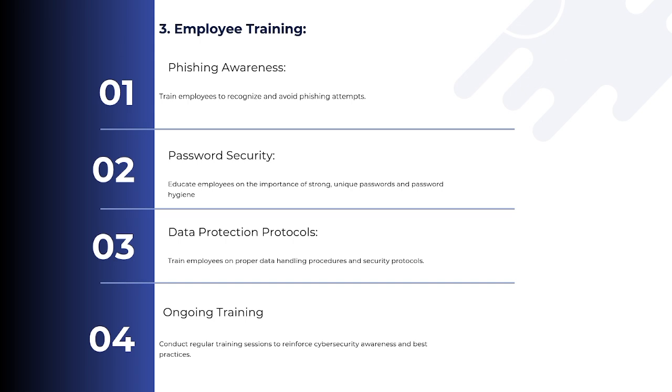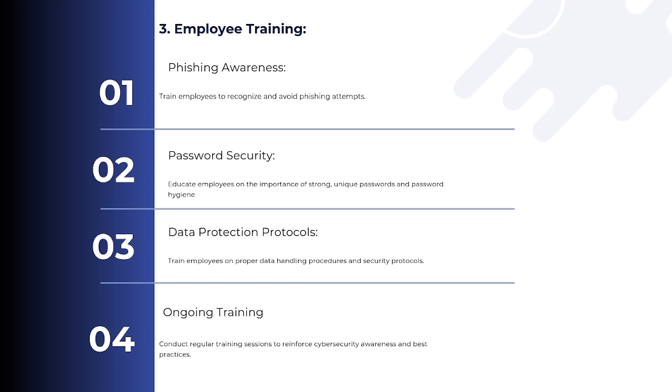Next one, we have employee training. In the list of employee training, we have phishing awareness. Train your staff to recognize phishing links, phishing emails, or any type of phishing campaign that is targeted at your company. The next one, we have password security. Educate employees on the importance of strong, unique passwords and password hygiene. You could also use password managers to help you with this.